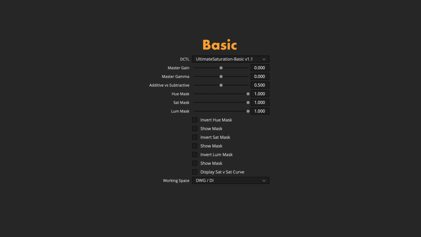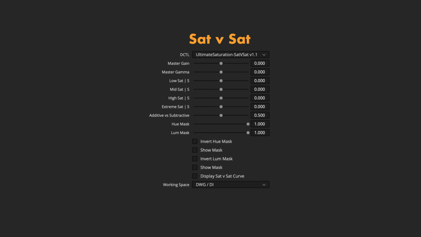So thanks for watching, everyone. As you've seen, the bundle comes with 5 DCTLs, a basic, a Hue V Sat, Sat V Sat, Lum V Sat, and also an all-in-one version.